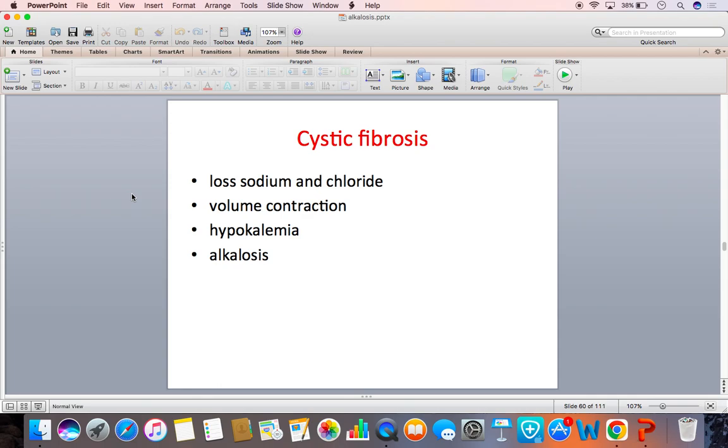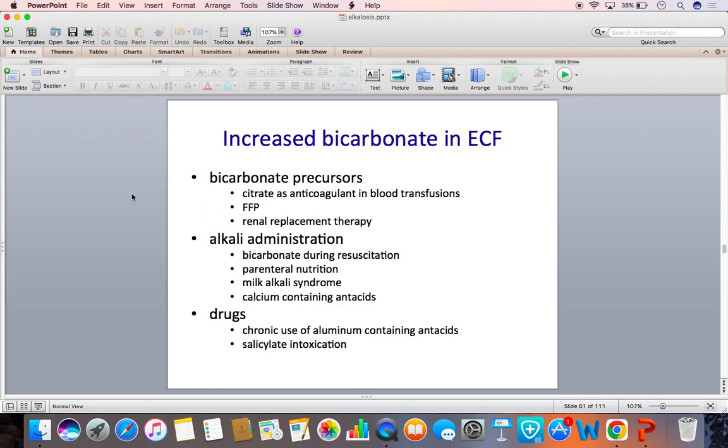Cystic fibrosis: loss of sodium and chloride in the sweat, volume contraction, hypokalemia, and alkalosis. Similar mechanism. Then increased bicarbonate in the ECF. What are the situations when you take bicarbonate precursors, like citrate as an anticoagulant in blood transfusion, fresh frozen plasma, and renal replacement therapy? They are also used as anticoagulants that result in alkalosis. Then alkali administration: bicarbonate during resuscitation, parenteral nutrition, milk alkali syndrome, calcium-containing antacids. Then drugs: chronic use of aluminum-containing antacids and salicylate intoxication also result in alkalosis.